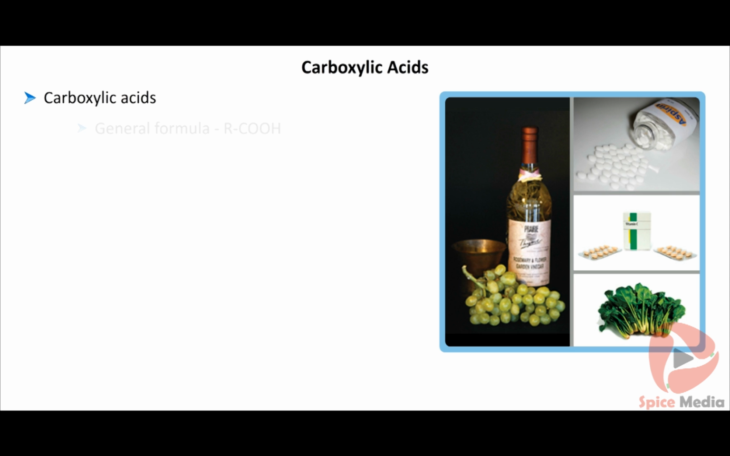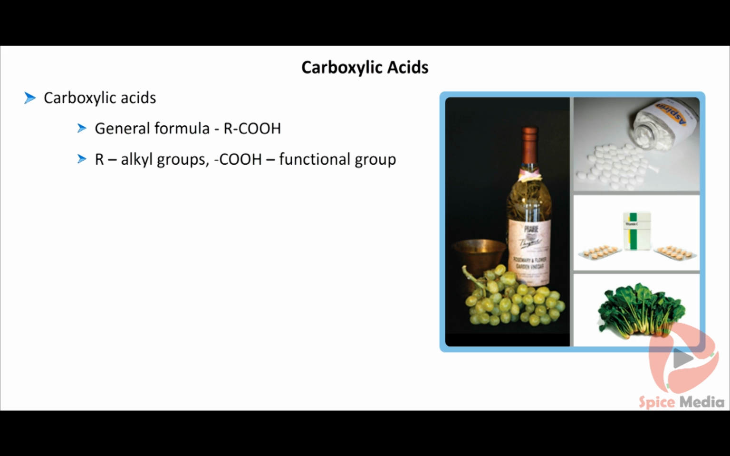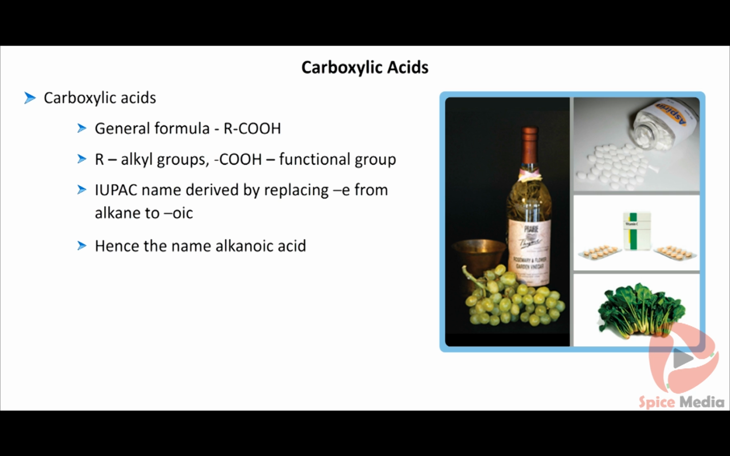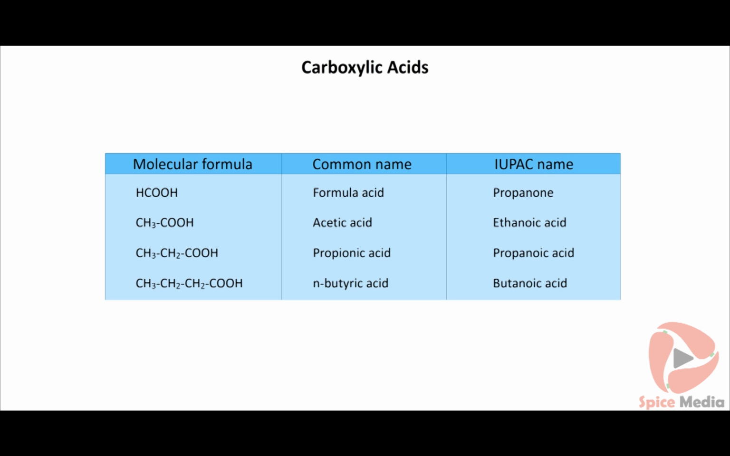Carboxylic acids. The general formula of acid is RCOOH, where R is a hydrogen atom or alkyl group and COOH is the functional group. Carboxylic acids are carbon compounds containing COOH group attached to a hydrogen atom or alkyl group. The IUPAC name of acid is derived by replacing E in the word alkane by the suffix OIC acid. Hence we get the name alkanoic acid. Some examples of carboxylic acids are given in the table.